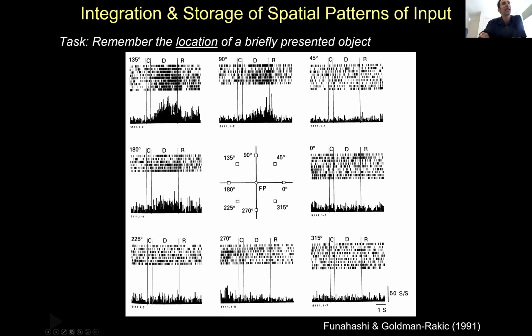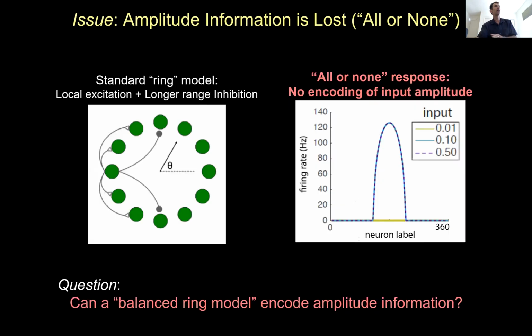This shows the activity during the delay period, D, for different neurons. The neuron shown here was tuned to angles between 90 and 180 degrees, and didn't respond to other locations. And the question is, how can patterns of neural activity corresponding to this type of behavior be carried out? There's a very classic architecture for these spatial working memory tasks. It's known as the ring model.